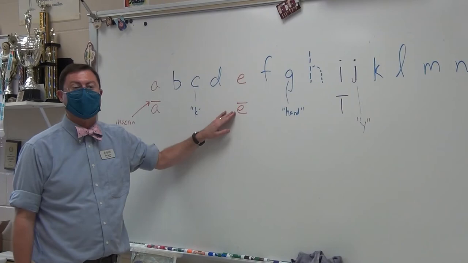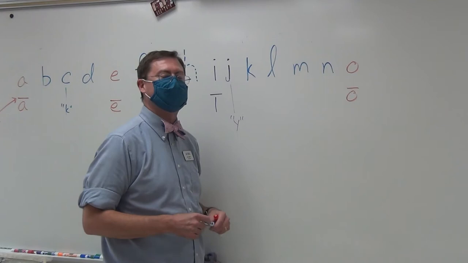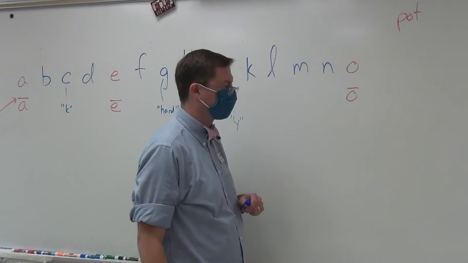Eh. E. Over here, the O is going to have the sound exactly as it is. It's onomatopoetic. O. In English, for example, if we cook something in the pot, but in Latin it would be pot. Pot. It always has the O sound.